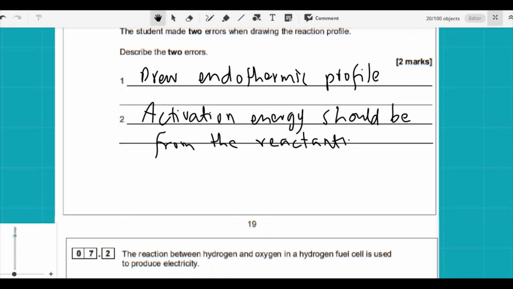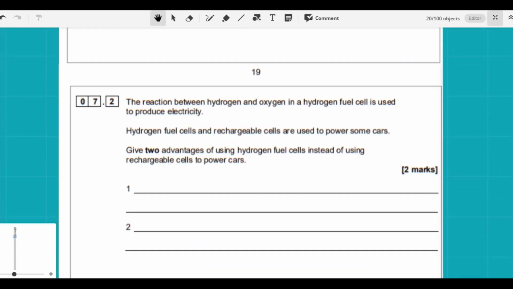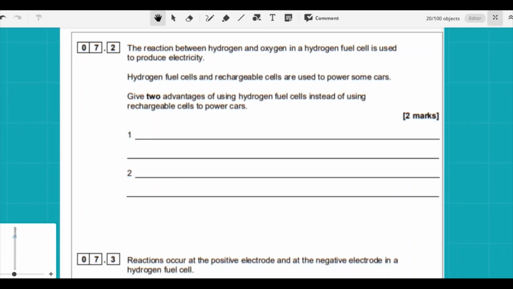Alright. Okay, next. The reaction between hydrogen and oxygen in the hydrogen fuel cell is used to produce electricity. Give two advantages of using a hydrogen fuel cell instead of using a rechargeable cell to power the car. So we already discussed that question in detail in the previous video, which is also regarding the GCSE paper, in which we also discussed the table where we compare the properties of the hydrogen fuel cell and the rechargeable cell.